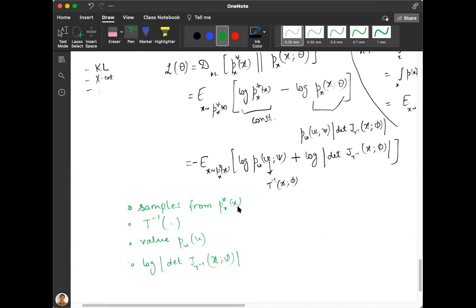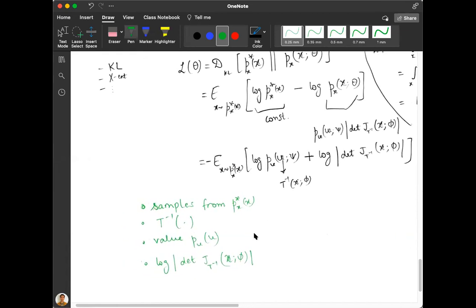Basically, you compute the gradients of the loss function with respect to your parameters phi and psi, and that's it. Those gradients will be used to update your transformation, and finally it should converge to an optimal solution. So that's the whole philosophy, the whole theory of normalizing flows.